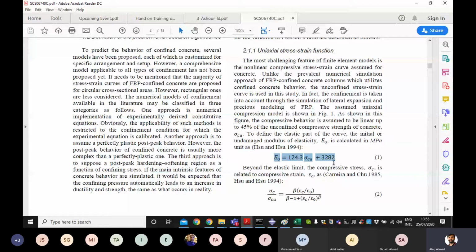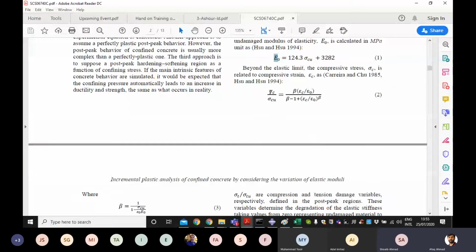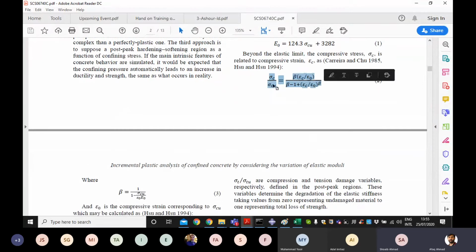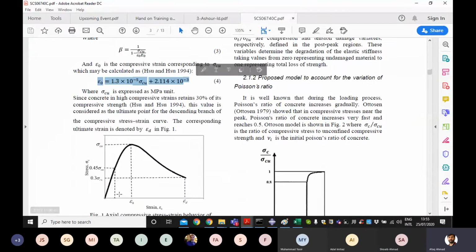Shweb, if I give you any problem, can you find out the elastic modulus of any confined concrete by the formula suggested by the previous researcher? Yes, sir. It is nothing, because the same parameters are given. For the concrete, the formulas are given. We just have to find the parameters and give the material property. Then this is the stress, sigma c, sigma cu. These are the parameters we are using, along with the Poisson ratio.